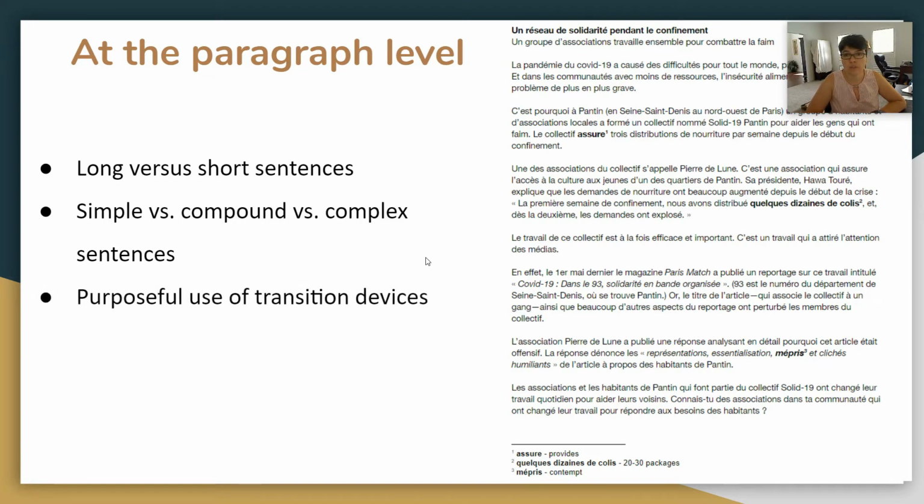The next one for the paragraph level simplification is the use of transition devices. We want to use transition devices even for novice, intermediate low, but we want to be really purposeful with the amount of transition devices that we use. So this author has used a few transition devices. Some of them are quite, I would say, basic, good, in a good way. And for novice, c'est pourquoi, that's very good.